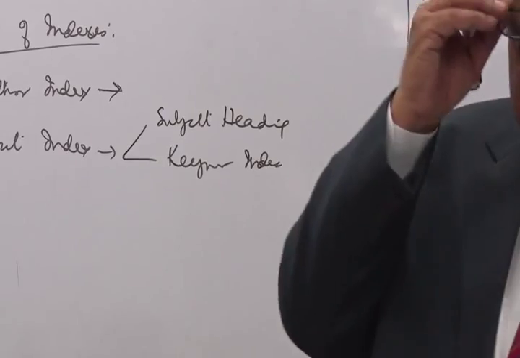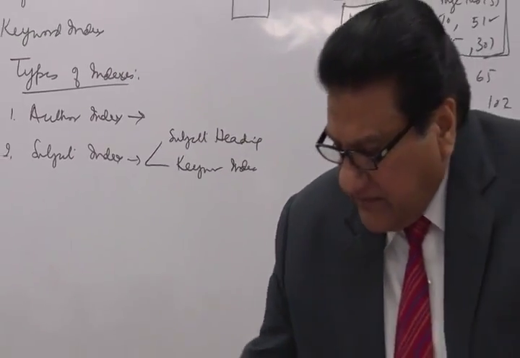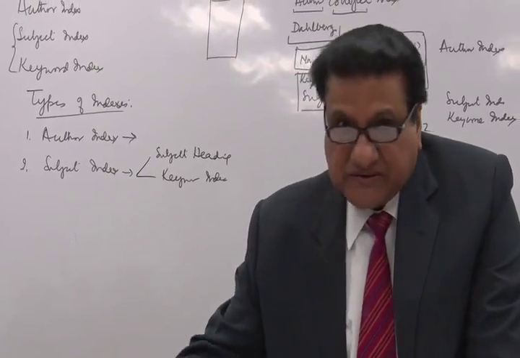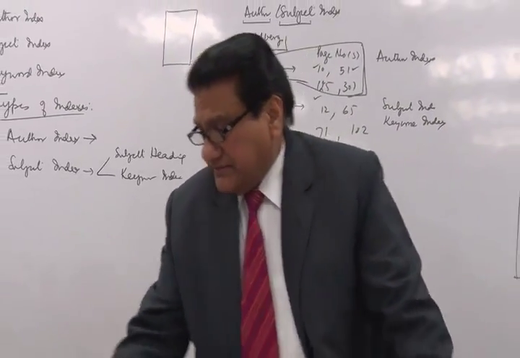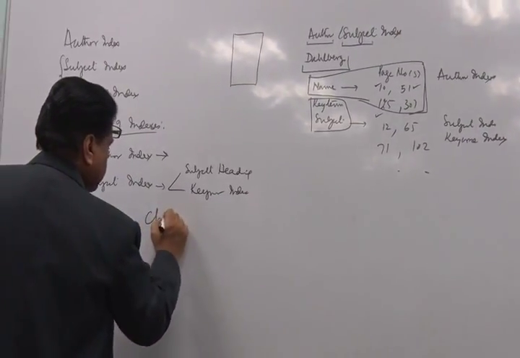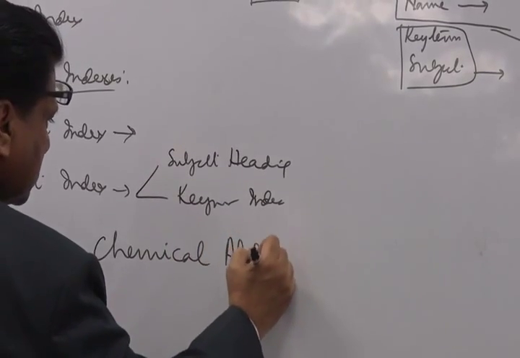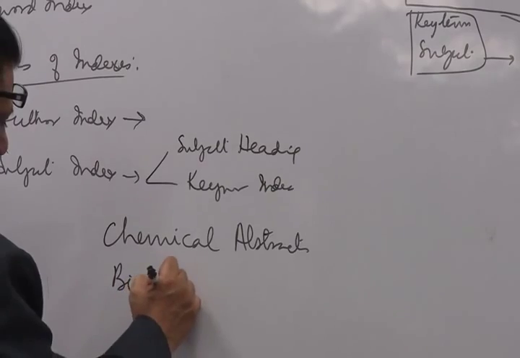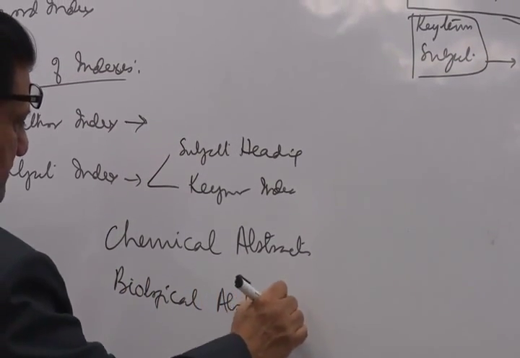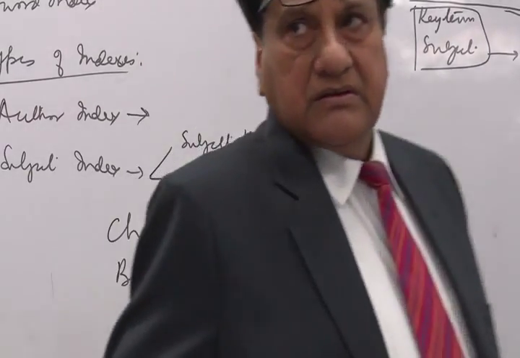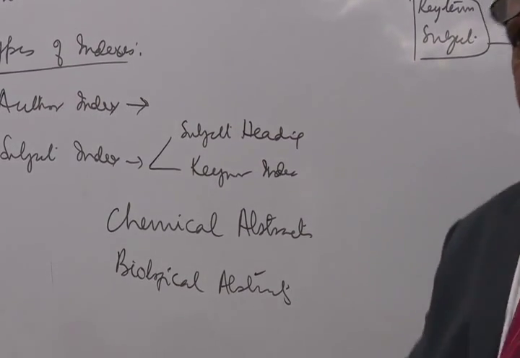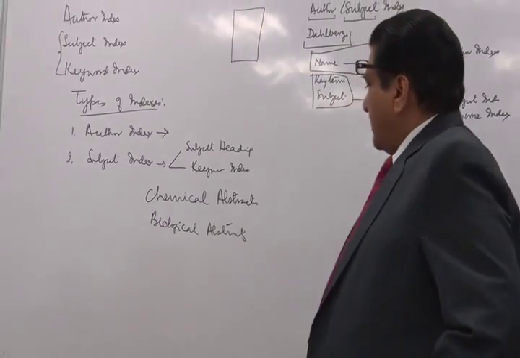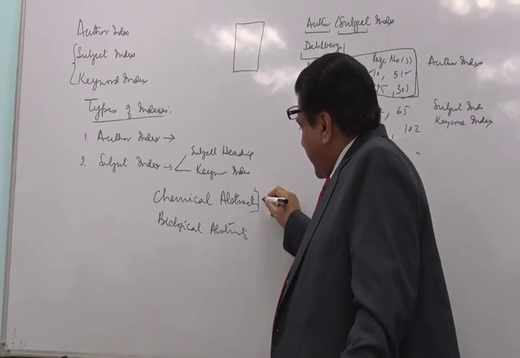Then I have got two tools which you will see, if not, you will have to see. These tools are chemical abstracts and biological abstracts. Okay? Chemical abstracts, biological abstracts. When you go back to the computer lab, try to note down a few lines about chemical abstracts and about biological abstracts.